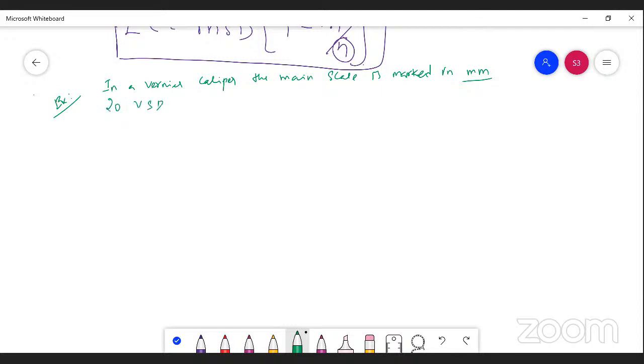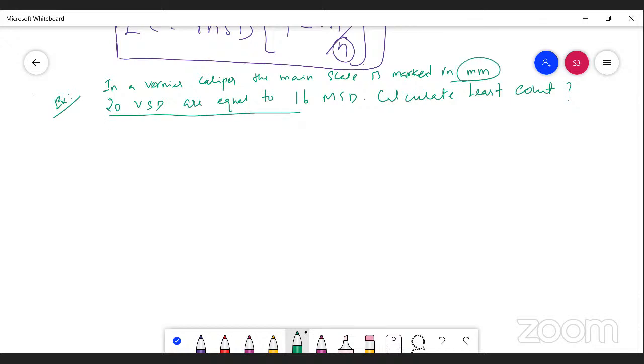20 vernier scale divisions are equal to some main scale divisions. Calculate the least count. In a vernier caliper, the main scale is marked in millimeter. And the second one, 20 vernier scale divisions are equal to 60 main scale divisions.